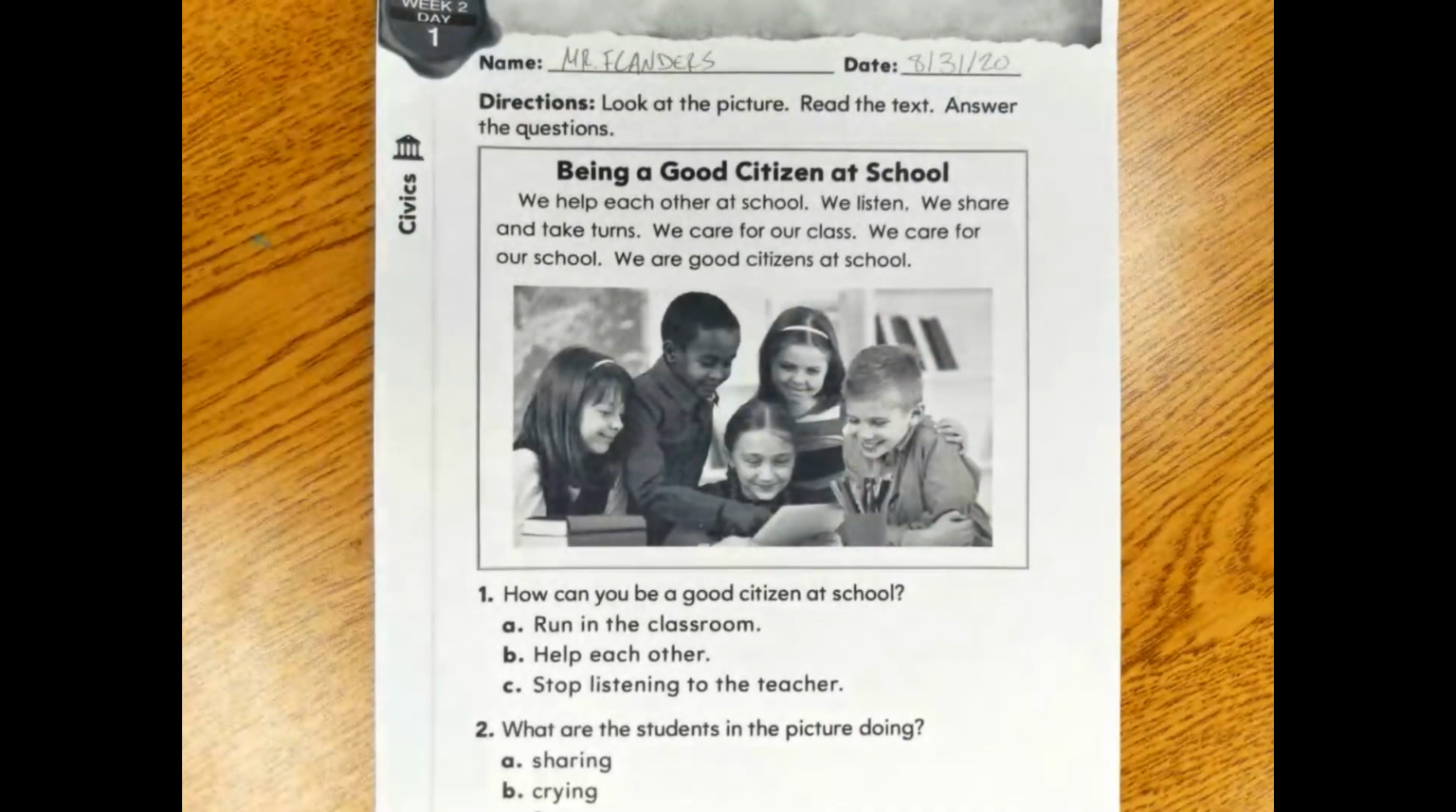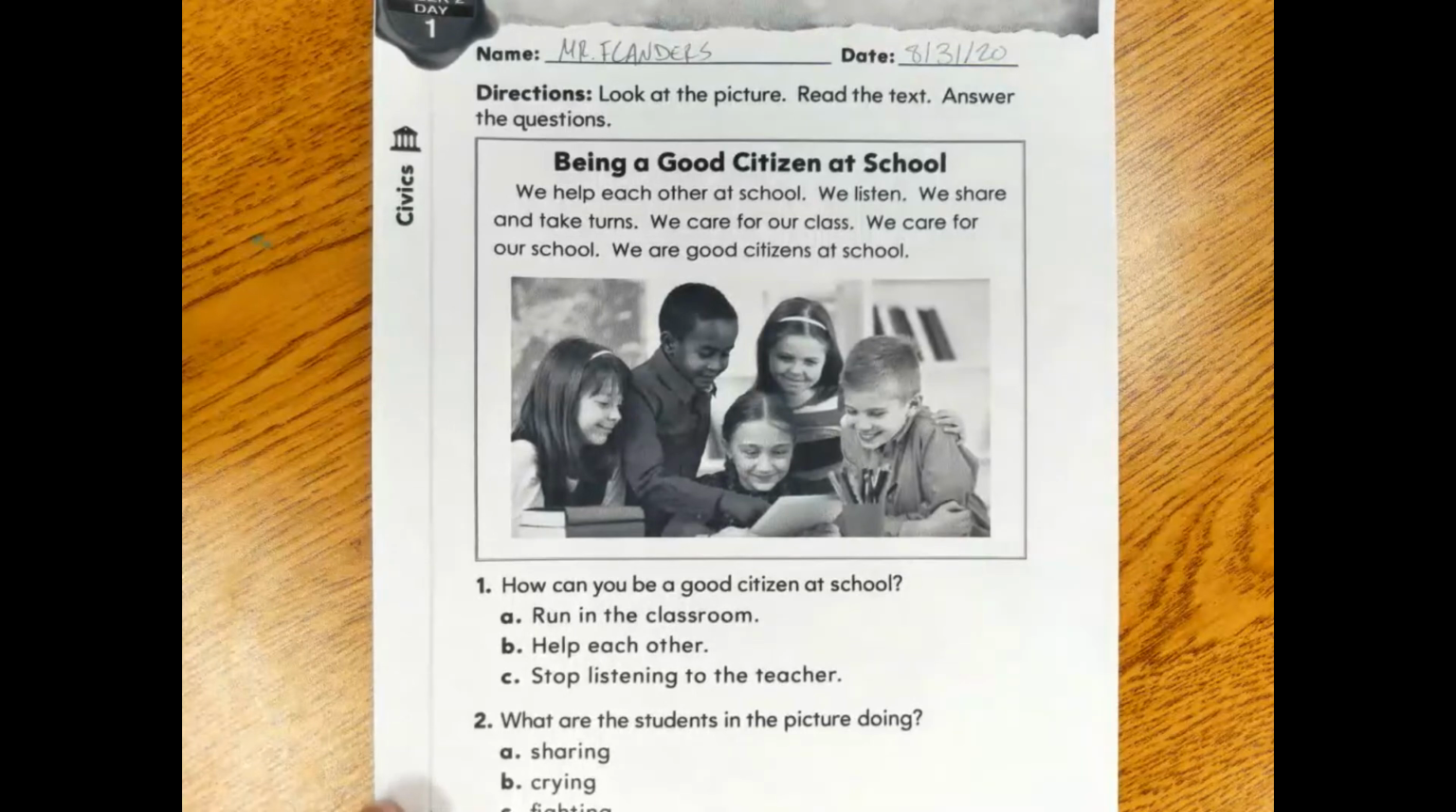So, when we're following directions, when we're raising our hand, when we're appropriately sharing, when we are taking care of our school, those are all ways that we are demonstrating we're good students, we're good citizens. Okay? When we're running around, when we're throwing trash on the floor, when we're taking things without asking, those are ways we are not good citizens. So, with that in mind, let's look at our 2 questions for our worksheet for the day and go from there. So number 1, how can you be a good citizen at school?